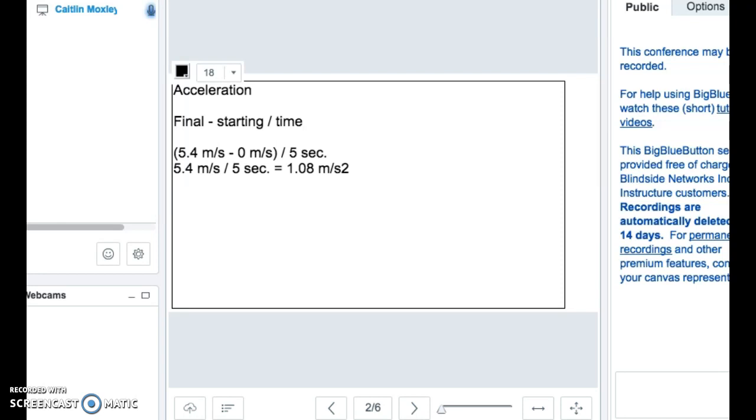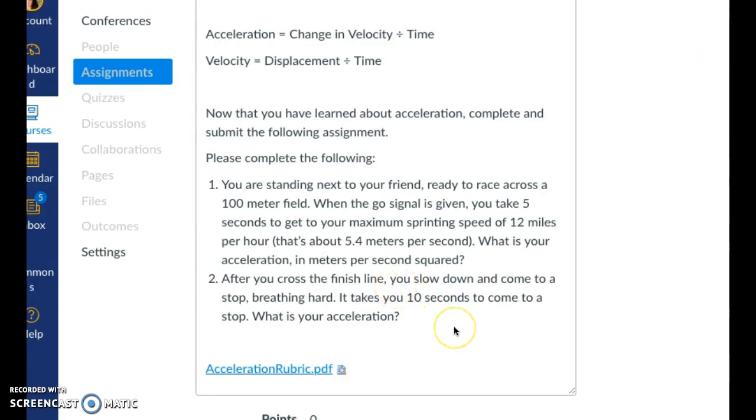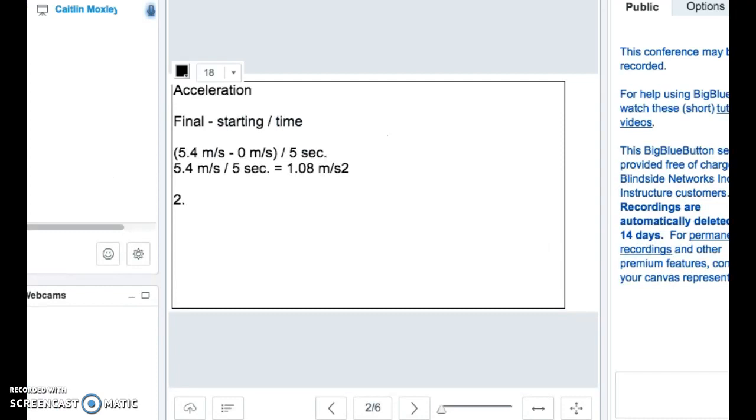Moving to the next question, number 2: after you cross the finish line, you slow down and come to a stop, breathing hard. It takes you 10 seconds to come to a stop. What is your acceleration? So let's look at this one, number 2. All right, and we're going to use that same equation for acceleration. Final minus starting, so our change in velocity, final minus starting divided by time. All right, so our starting from equation 1 is 5.4 meters per second.